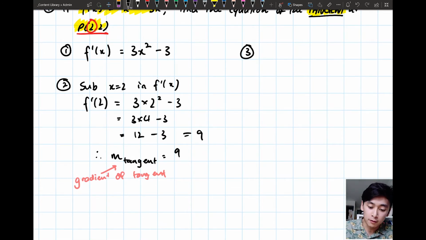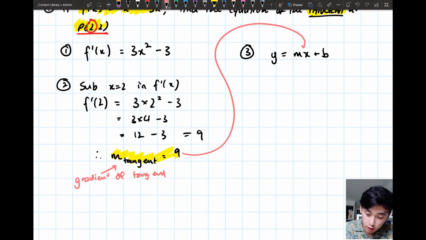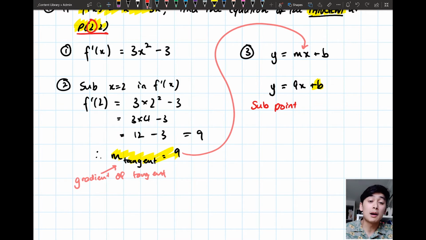Now, if you remember from linear functions, the general equation of a line is y is equal to mx plus b. I'm going to substitute m tangent into the m value in my gradient intercept form. So this just becomes y is equal to 9x plus b. Now notice we have this other term b that we want to find out. To figure that out, I need to substitute my point from my question. Now my point is (2, 2).